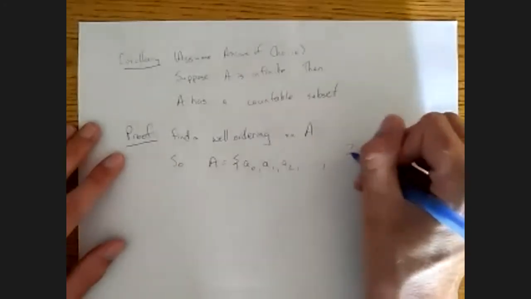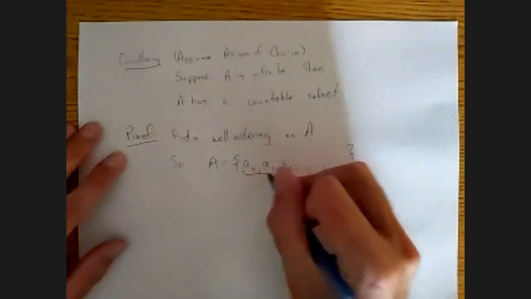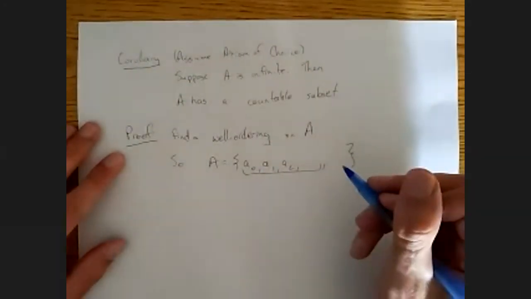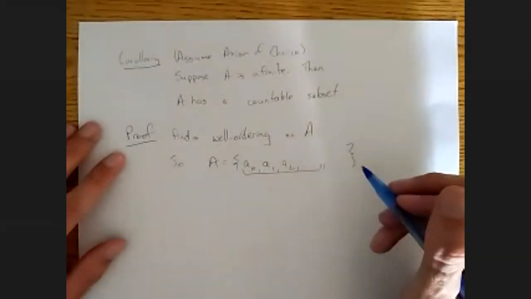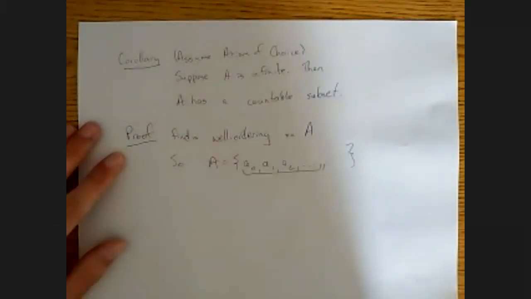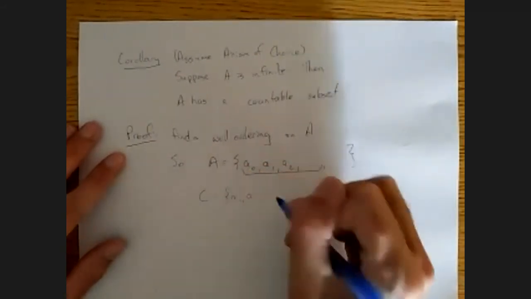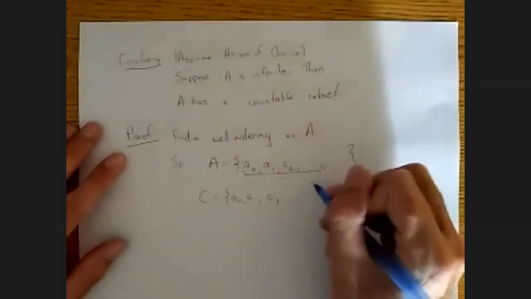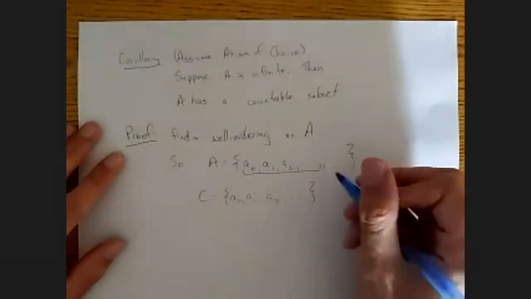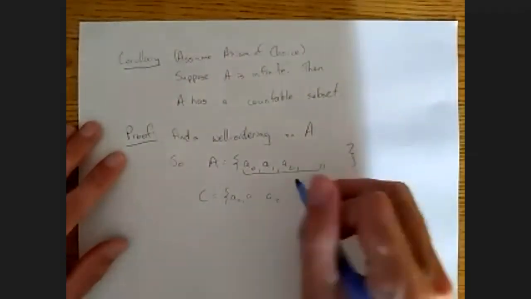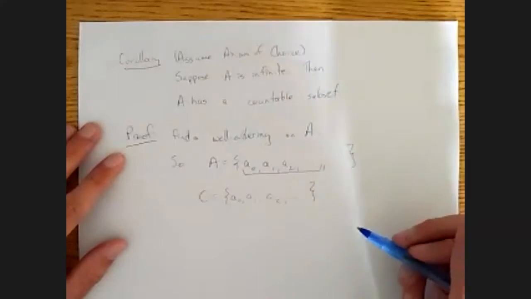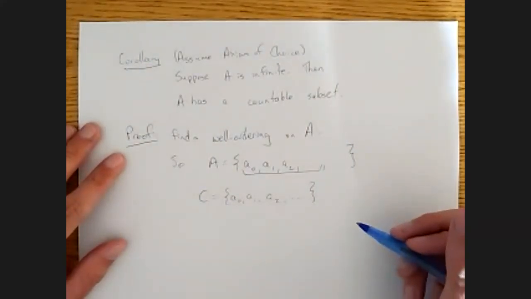And then A might have more stuff, but in particular, you have a subset of A corresponding to the natural numbers. So the countable subset C is just A0, A1, A2, and so on. And A might have more stuff than that, but you certainly have a countable subset.